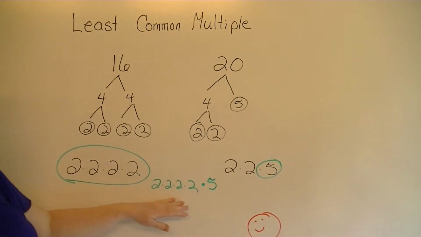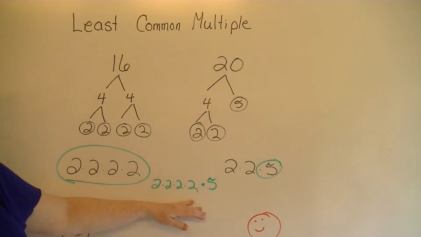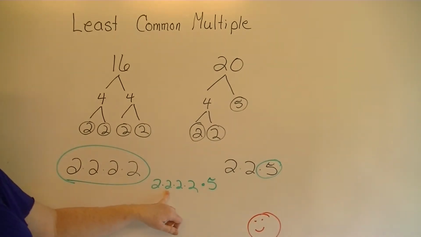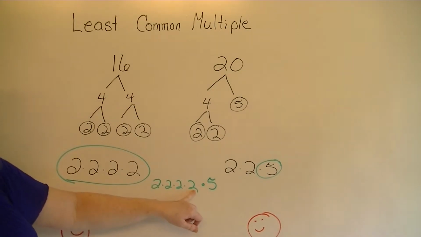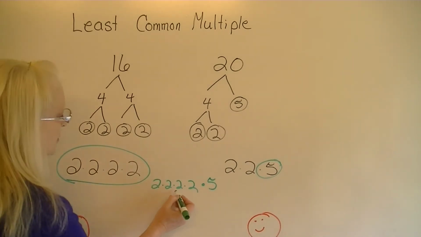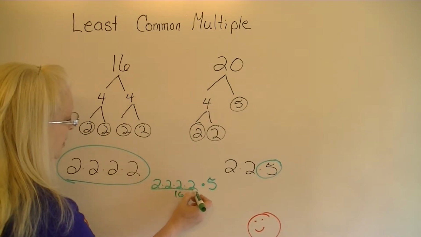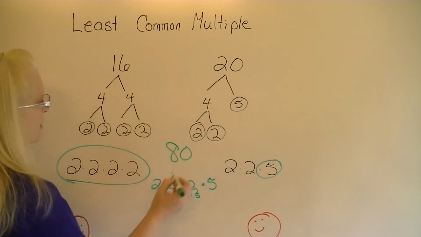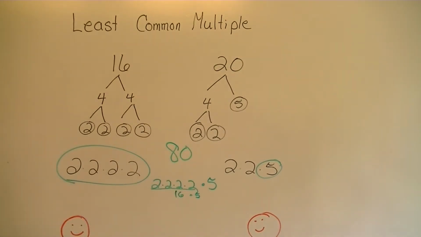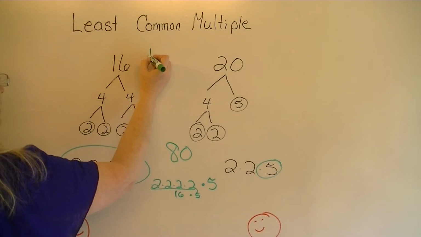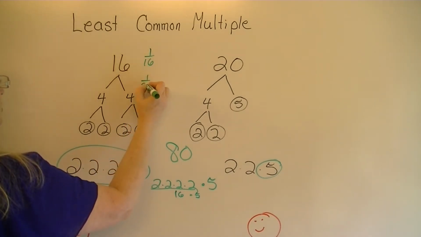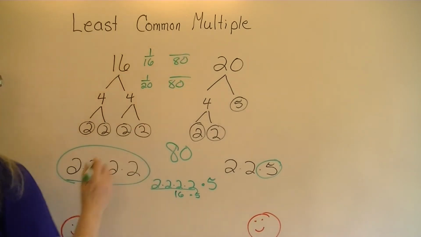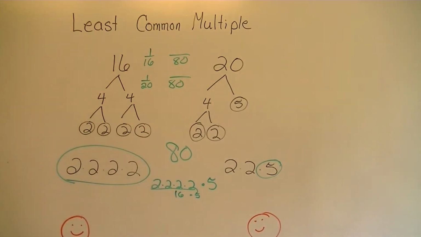And now, if I multiply these numbers, then I'm going to find the least common multiple. So 2 times 2 is 4, times 2 is 8, times 2 is 16. So this equals 16. And then times 5, and that would be 80. So the least common multiple for these two numbers would be 80. So again, if I was going to add 1/16 plus 1/20, I would have to change the denominators to an 80 in order to add them.